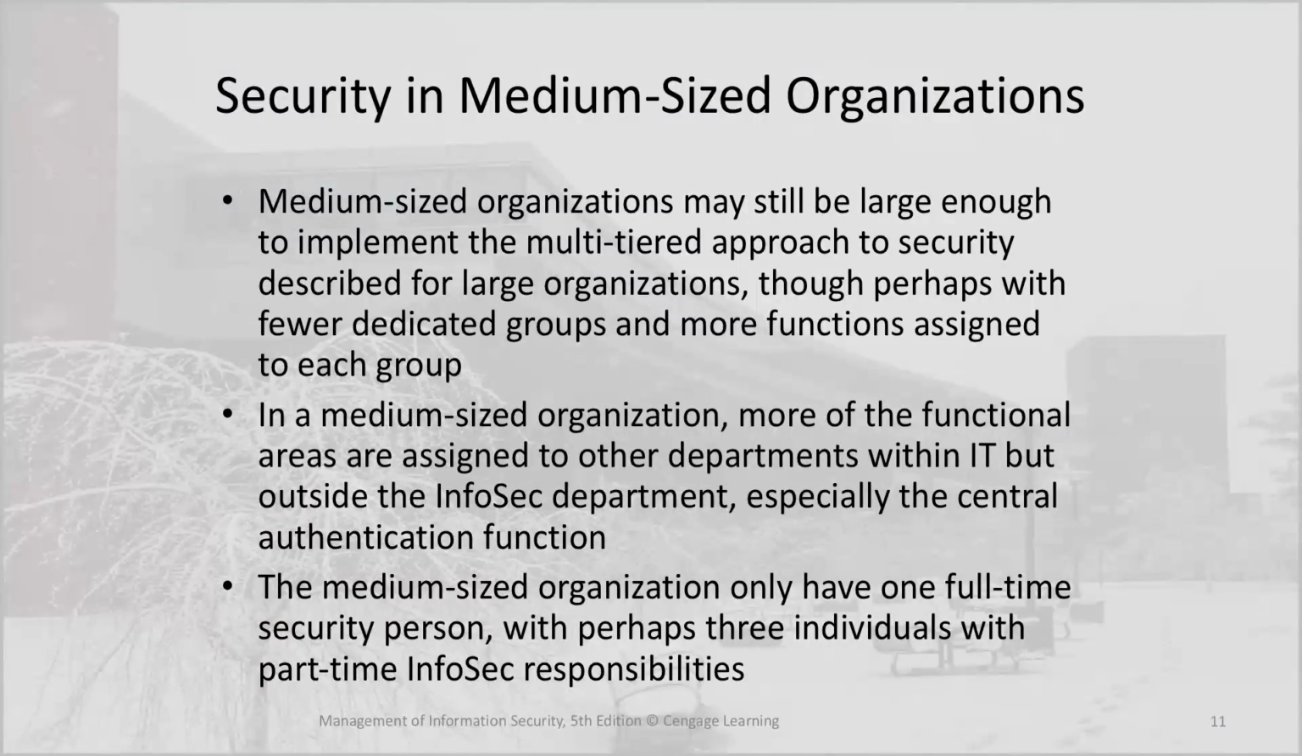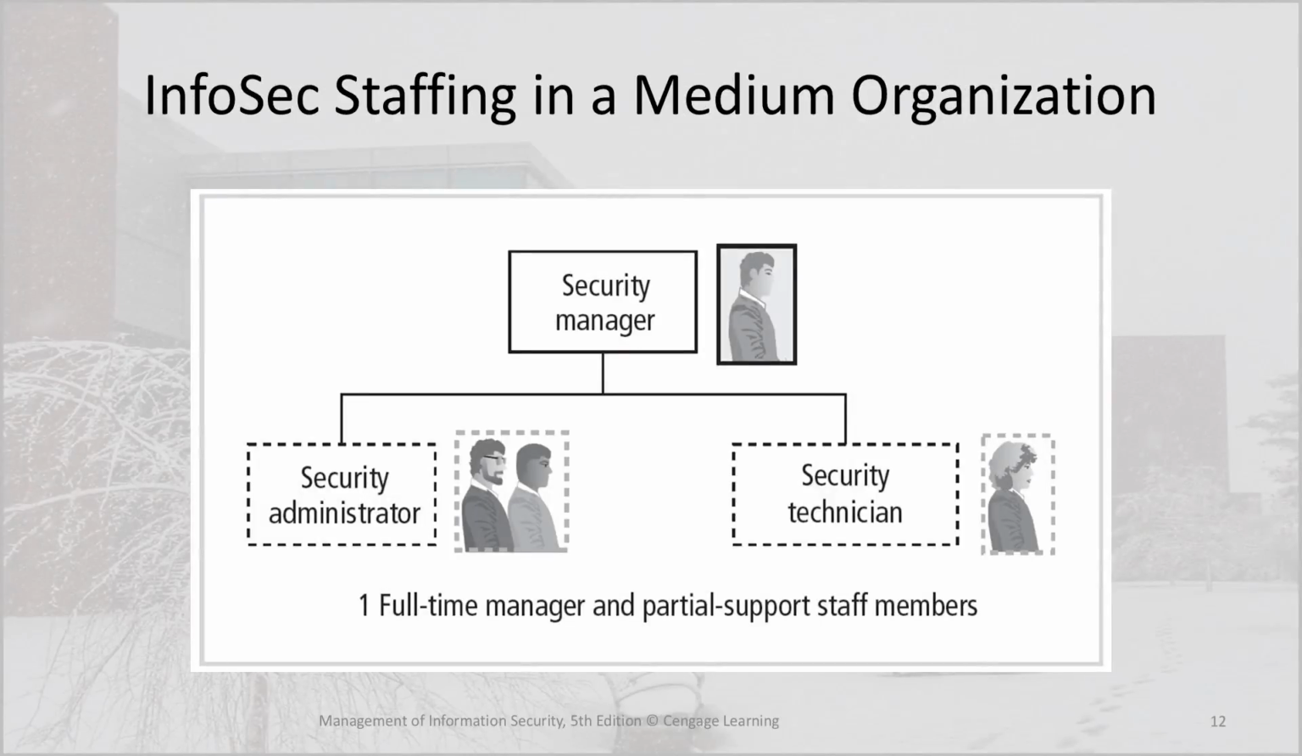Medium-sized organizations may still be large enough to implement the multi-tiered approach to security described for large organizations, though perhaps with fewer dedicated groups and more functions assigned to each group. In a medium-sized organization, more of the functional areas are assigned to other departments within IT, but outside of the information security department, especially the central authentication function. The medium-sized organization may only have one full-time security person, with perhaps 3 individuals with part-time information security responsibilities. This slide illustrates how a medium organization might organize information security staffing.